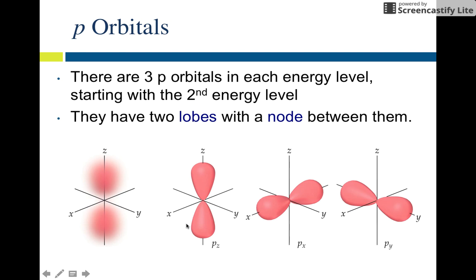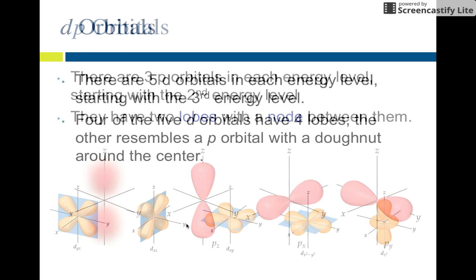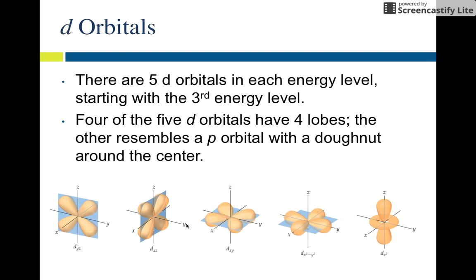Next, we have d orbitals. In each d subshell, there are 5 d orbitals, starting with the 3rd energy level where we first see the d orbitals. 4 of them have 4 lobes apiece, and the 5th one, the dz squared, looks like a p orbital and then has a donut around the middle.